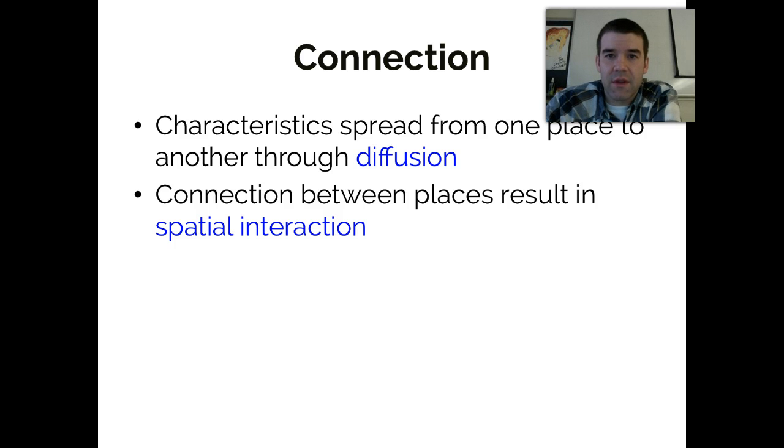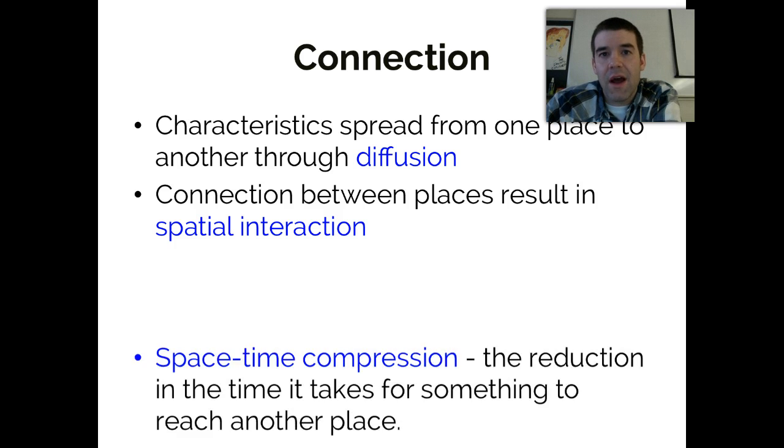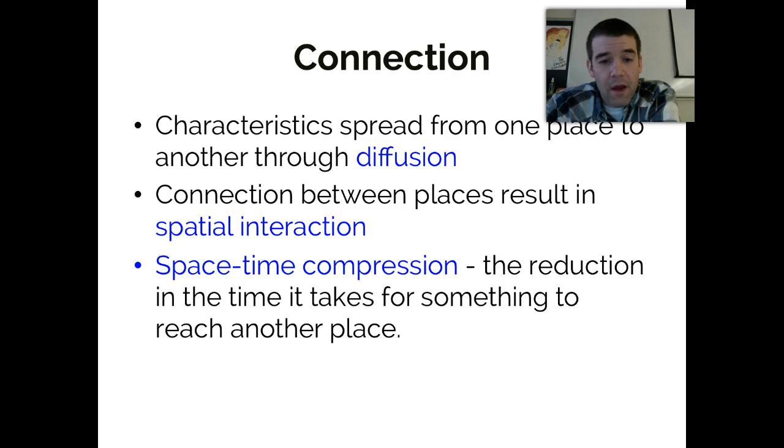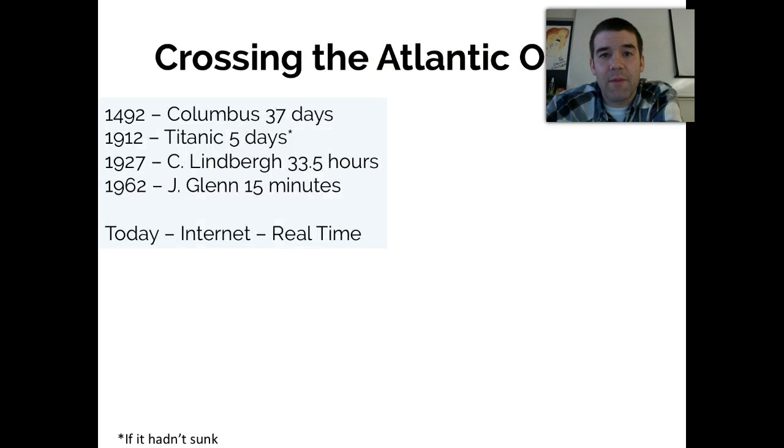So once something has spread, there's some connection there. How much connection can vary. And with time, what we're seeing with connections is that there's been a space-time compression. In other words, how something diffuses or spreads has shortened over time. And if we look at the idea of space-time compression through history, it's pretty evident.